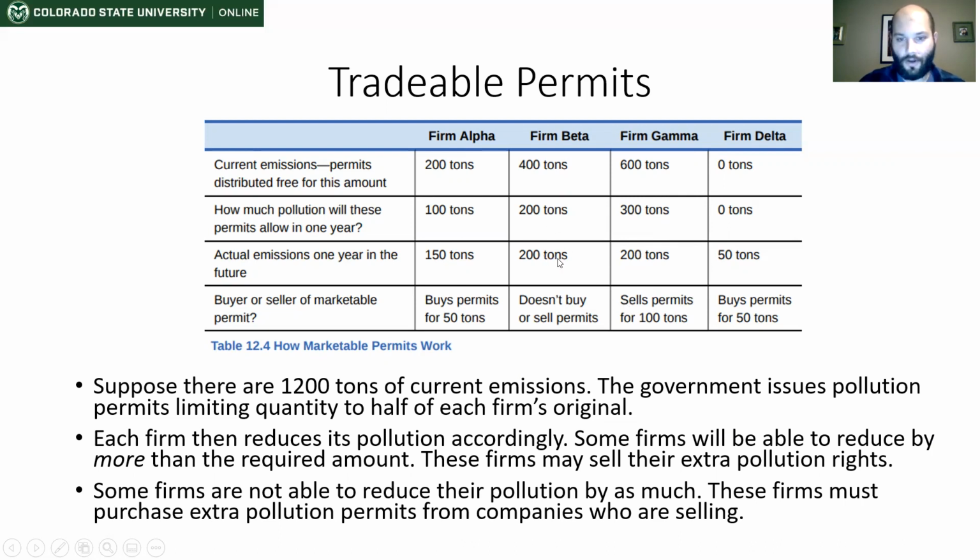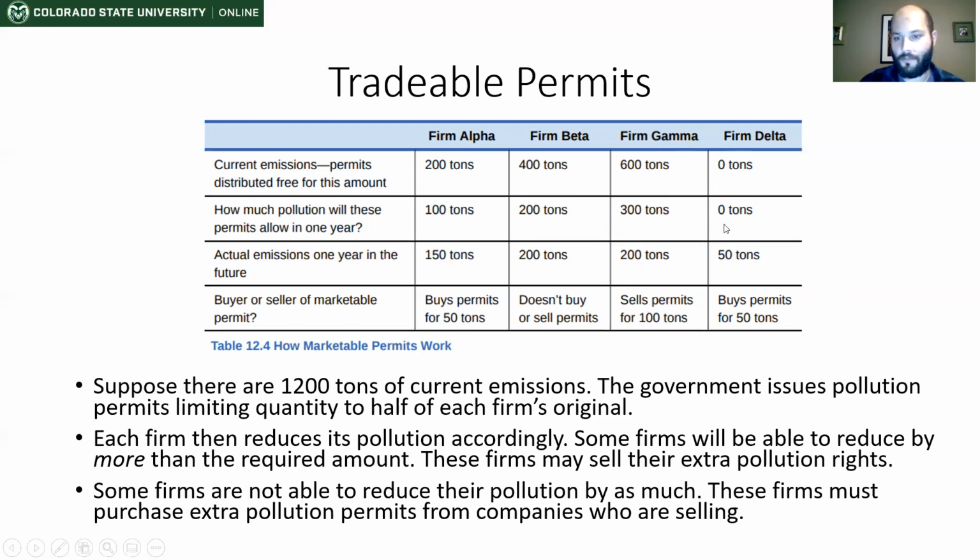So beta has already met their pollution target. Maybe they don't need to buy any, but alpha here is still producing more pollution than they're supposed to. They only have 100 tons of permits. They need an extra 50 tons. So gamma could sell these pollution permits to firm alpha.